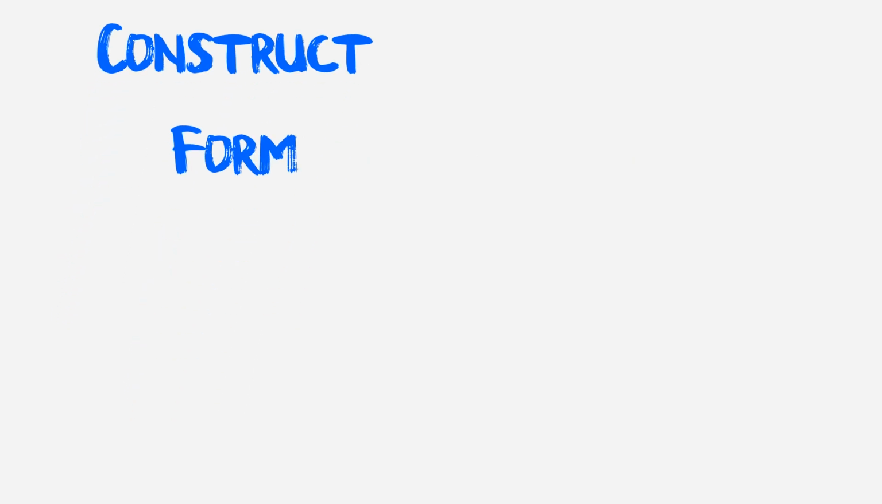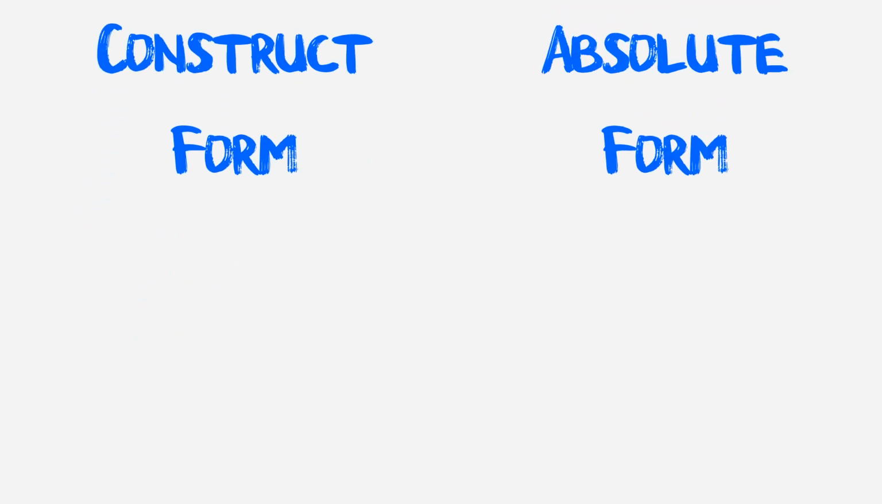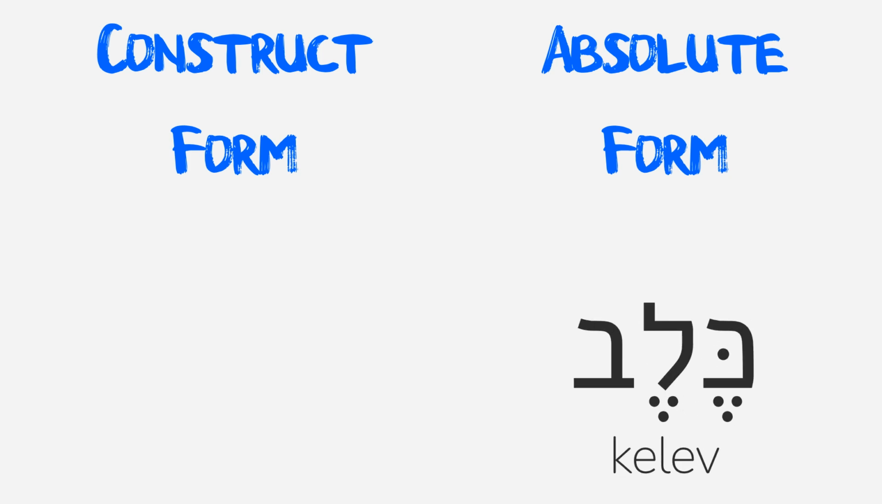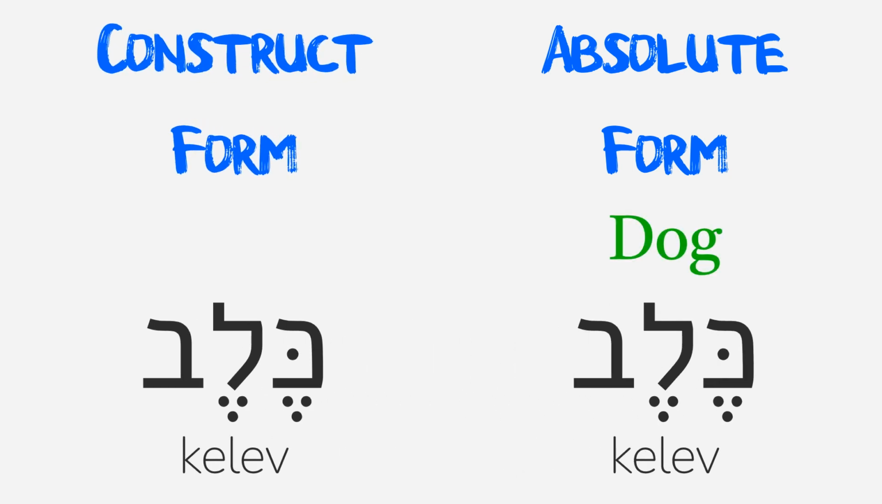Every noun we've seen so far in this series, with the exception of one, has been in a form called absolute form. Nouns in absolute form, like kelev, only describe what the noun is. Kelev, a dog. But when kelev, or any noun, is put in construct form, it will now mean dog of the noun which comes right after it.